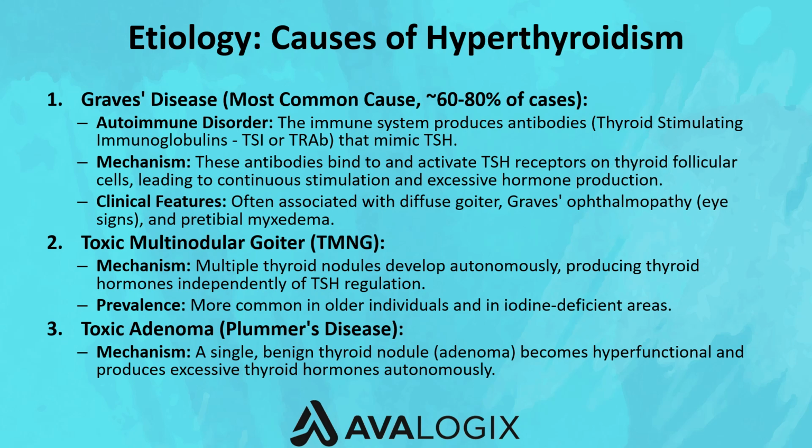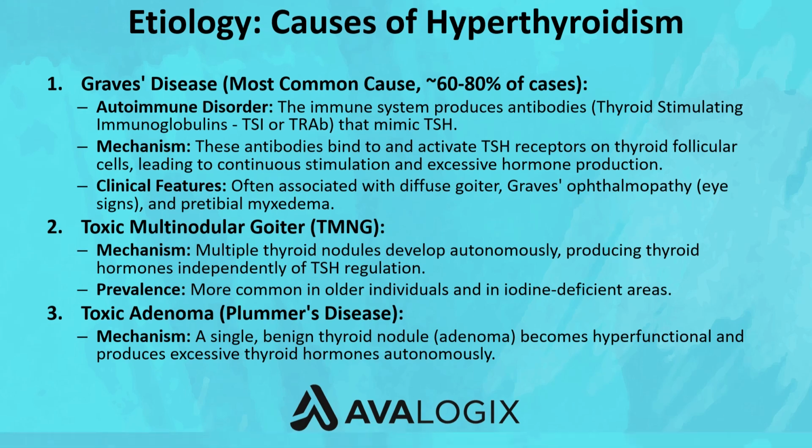Next, we have toxic multinodular goiter, or TMNG. Here, multiple nodules form in the thyroid, each functioning independently of TSH control. This is more common in older adults and in areas with iodine deficiency. Then there's toxic adenoma, also known as Plummer's disease. This involves a single nodule that becomes overactive and starts producing excess hormones. It's benign, but still causes a lot of trouble.